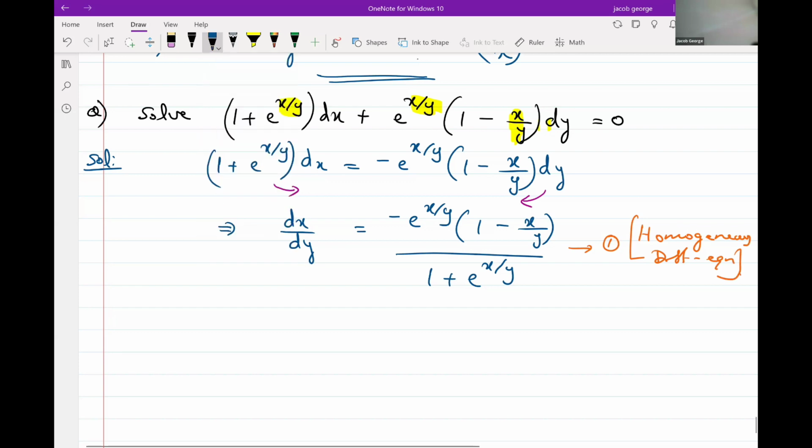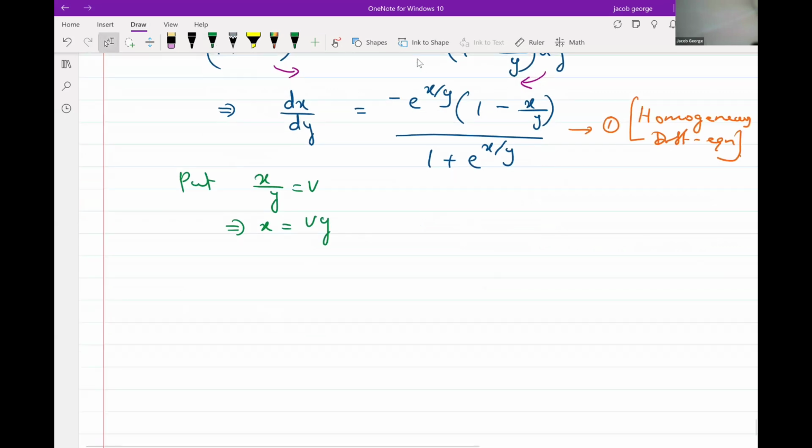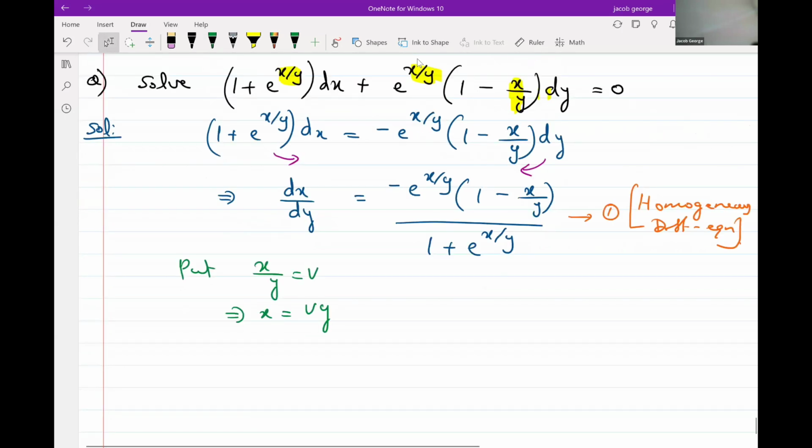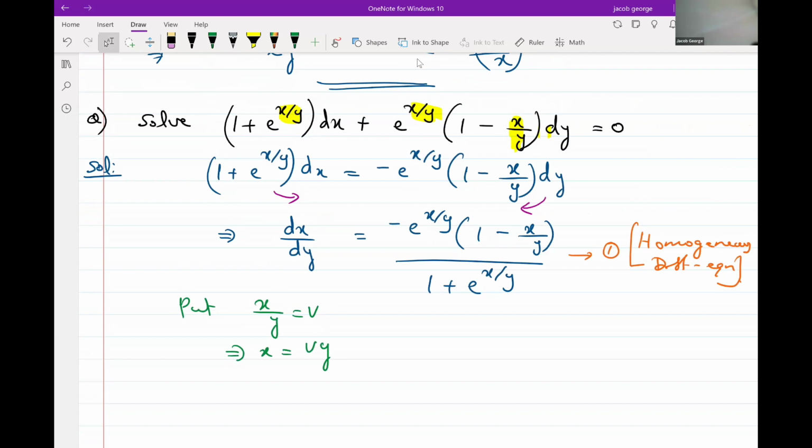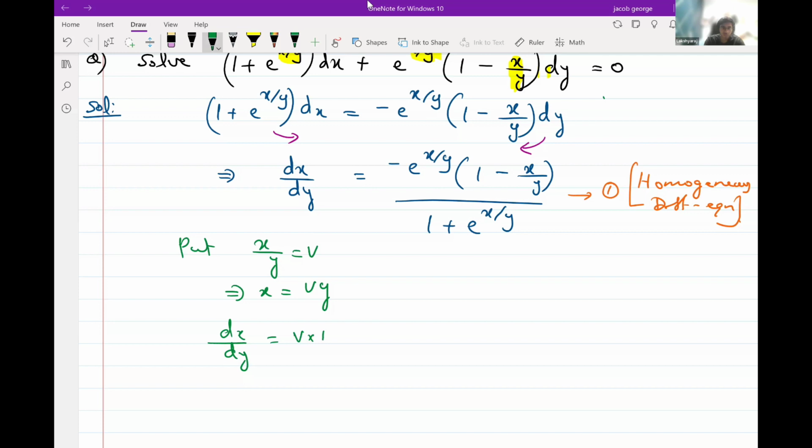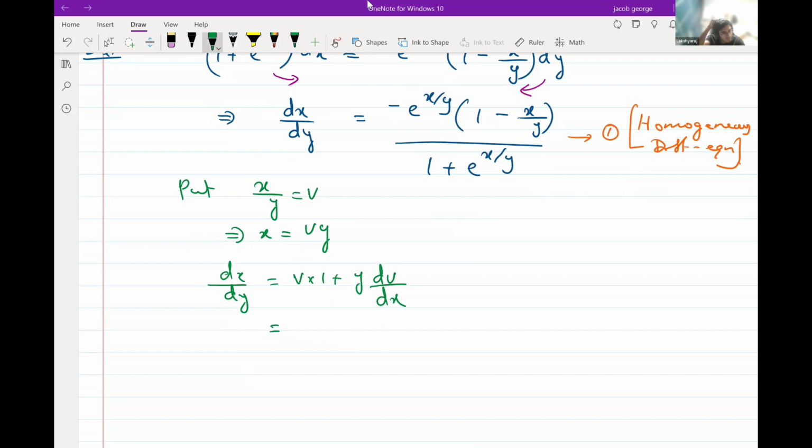Now the next step, substitution. What is the substitution, children? Put x by y is equal to v, or x is equal to vy. Ahmad Noor, did you complete till here? All of you completed. Then differentiating, we get v plus y into dv by dx.